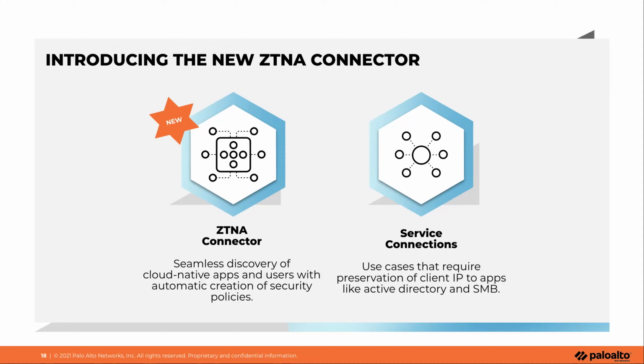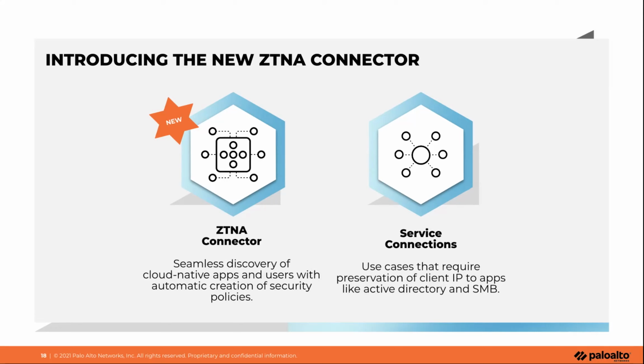With this, there are a couple of things that the ZDNA connector would do. It will discover cloud-native applications, traditional applications, all kinds of applications that are running in your private data center. Once it has detected them, you will have the option to create security policies. One of the other things we're doing with the ZDNA Connector is auto-creating some of these policies that can be leveraged, but you can always tweak and customize them as per your needs.